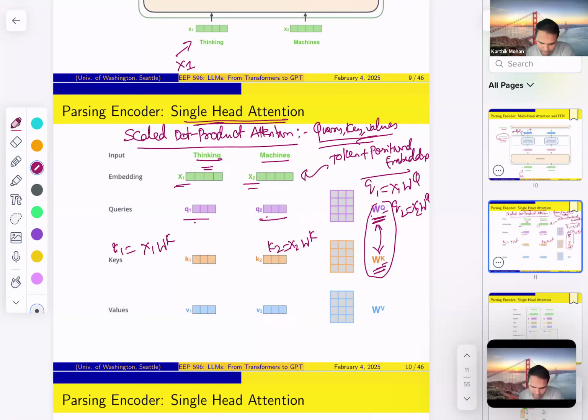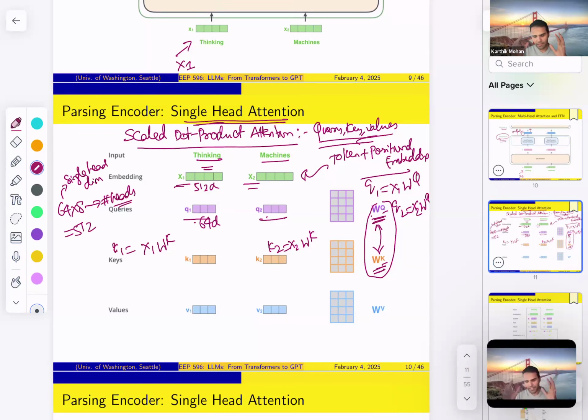So these Ks might have a smaller dimension, right? Let's say X1 is 512 dimensions. This might actually be 64 dimensions. And the reason is you're doing multi-head attention. So let's say you have 8 heads, 8 times 64 is 512. So this is like a single head dimension, and this is the number of heads.